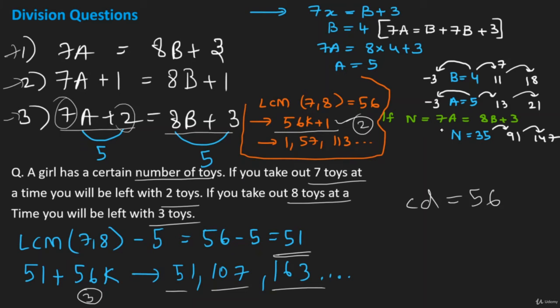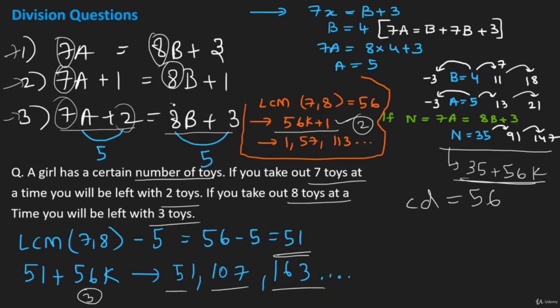And in the first case, what was the condition? Over here we can see it's 35 plus 56k. So in all the three equations, because it's 7 and 8 over here and these are co-prime, the LCM of 7 and 8 is 56. So in all the three cases, we got arithmetic progressions with common difference equal to 56.